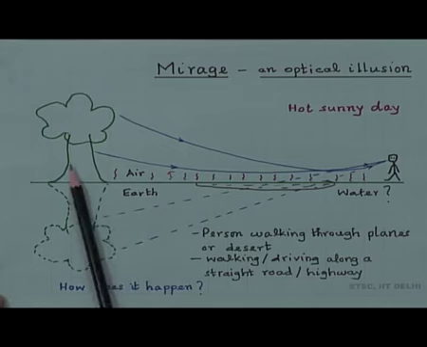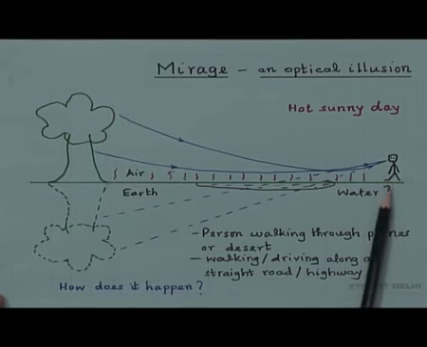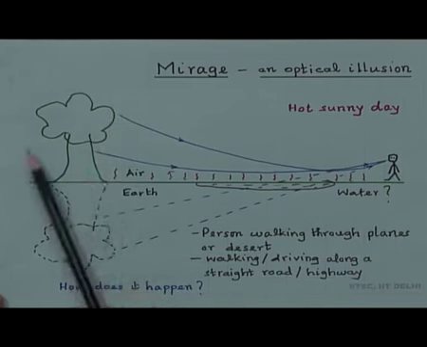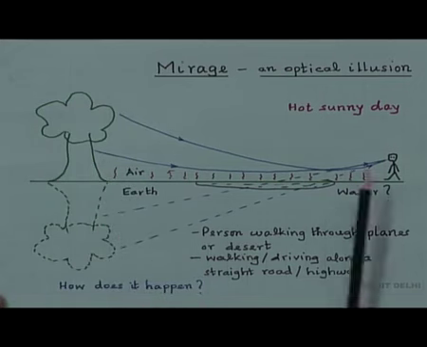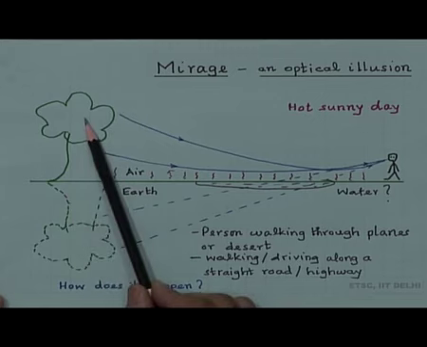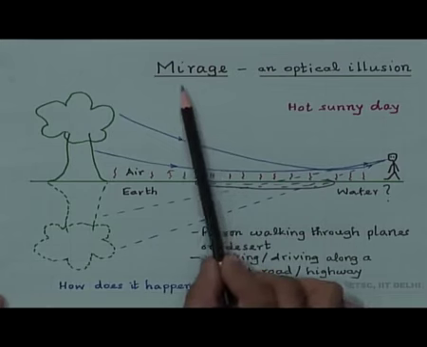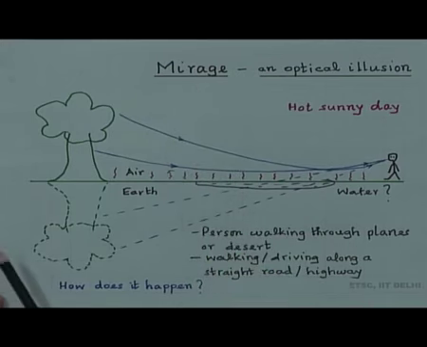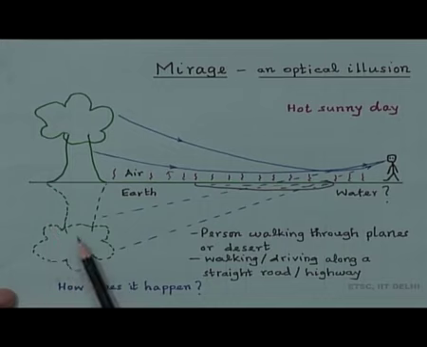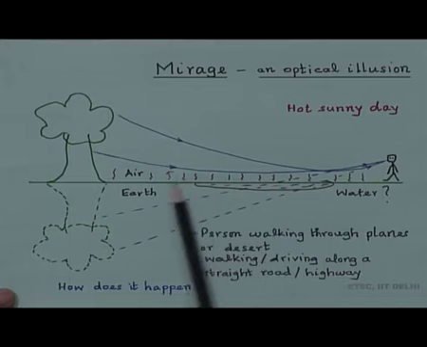So, what I have illustrated here is a distant tree. Here is a person who is walking, here is a distant tree. The person observes a virtual image of the tree because of a phenomenon called mirage. So, how does he observe this? We will discuss this in detail in the next slide, but first, he observes a virtual image, and therefore, he thinks probably there is water or some reflecting medium here on his way.